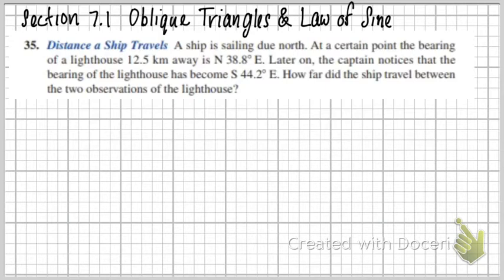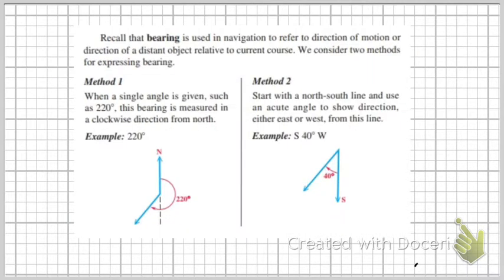So the first thing we need to observe here is, take a look at this. We have north 38.8 degrees east and south 44.2 degrees east. When we look at this, we're like, whoa, I have no idea what's going on. But I want you to take a look at this. So I pulled this from the book.